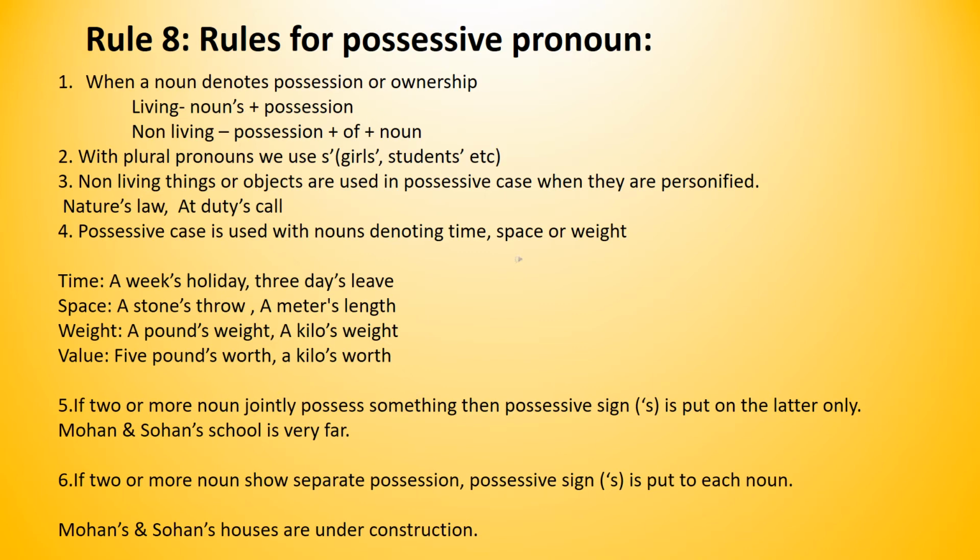But if two or more nouns show separate possession, then the possessive sign apostrophe s is put on each noun. For example, Mohan's and Sohan's houses are under construction. It means Mohan's house is different, Sohan's house is different. They both live in different houses. So Mohan's and Sohan's houses are under construction.